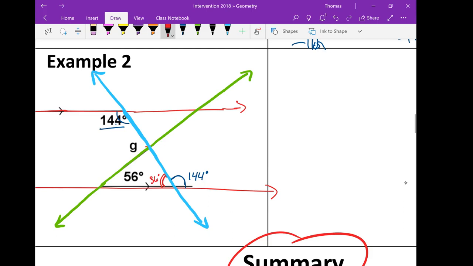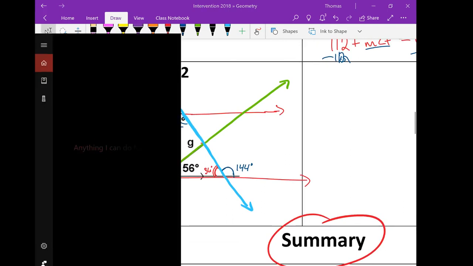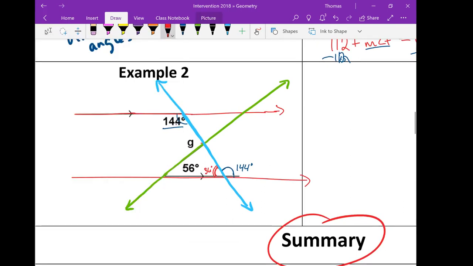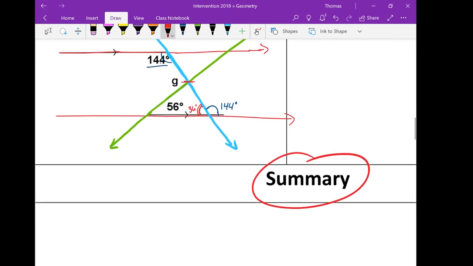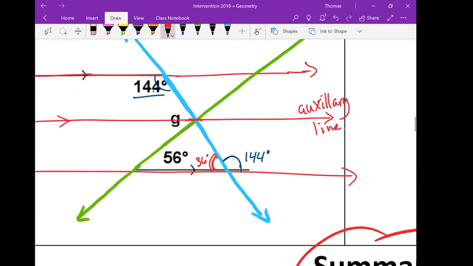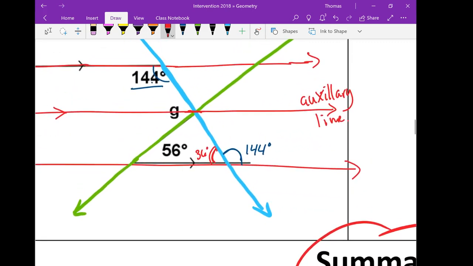So something else we're going to introduce is called an auxiliary line. An auxiliary line is drawing just another parallel line so we could set up more of our relationships. So I want to draw another red parallel line right down the middle at this point. You should be seeing this either in class or briefly, and that's called an auxiliary line. Not sure if I spelled that right. It's just another parallel line, and it's going to help us use these relationships that we know, alternate interior, same side interior, to solve for the missing pieces.